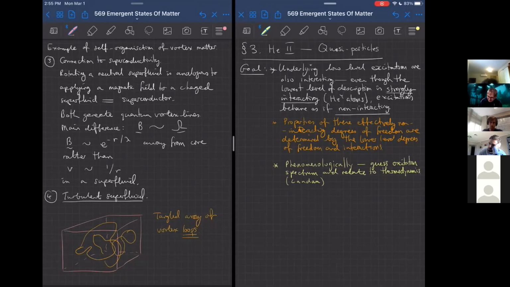We're also going to talk about the idea that we can calculate in the two fluid model. We're going to be able to calculate, say, the normal fluid density, which tells you about the quasi-particles. We're going to calculate that from the excitation spectrum. And that's something that you're going to do part of in homework.